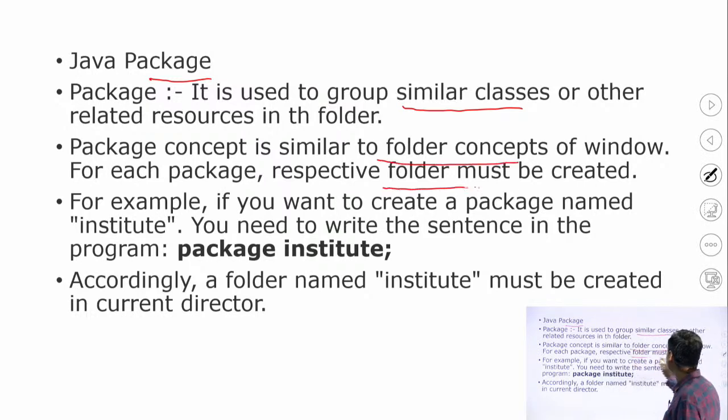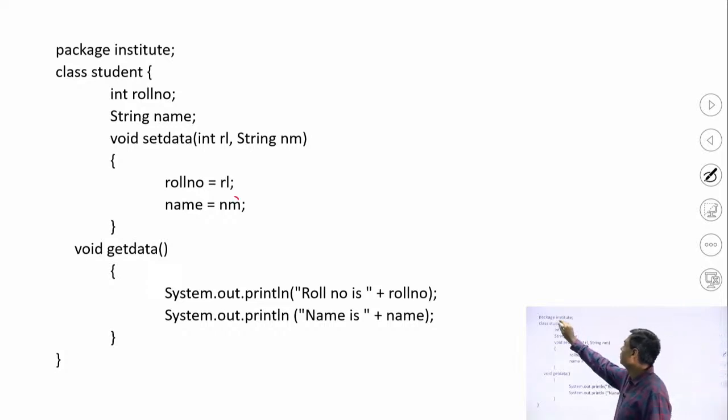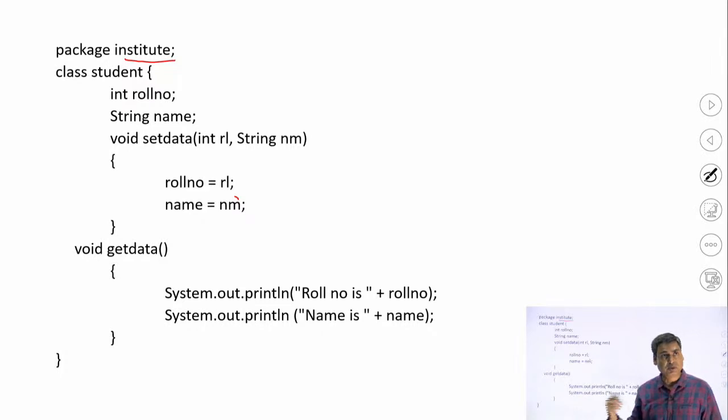For each package, the respective folder must be created. So whenever we create a package, its respective folder must be created. For example, suppose we are going to create a package named institute. So first of all you have to write package, then write the name, institute. Let's see an example. In this example we have defined a package, the name of the package is institute. A similar folder must be created in the system. So the folder name should be the same, institute, and the package name is institute.